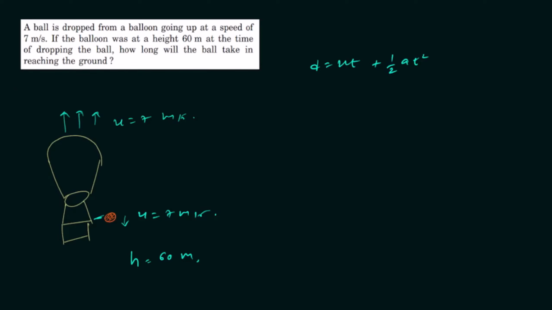So distance is going to be minus 60. The balloon is going upward, so u is taken to be positive 7t, minus half g, which is taken as 10, t squared. g is negative, so the negative sign is ahead of the t squared. So this is 5. Minus 60 equals 7t minus 5t squared, so this is 5t squared minus 7t minus 60 equals 0.